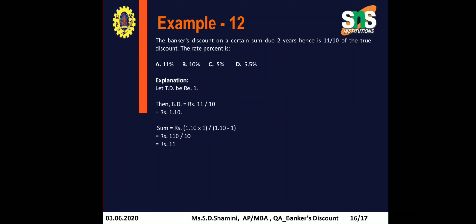If you calculate this, you will get rupees 11 as your sum, and the simple interest on rupees 11 for 2 years is 1.10. So rate is equal to 100 into the banker's discount divided by sum into the number of years, that is the time. So 100 into 1.1 divided by 11 into 2, which is 5%. So the correct answer for this particular problem is option C, 5%.